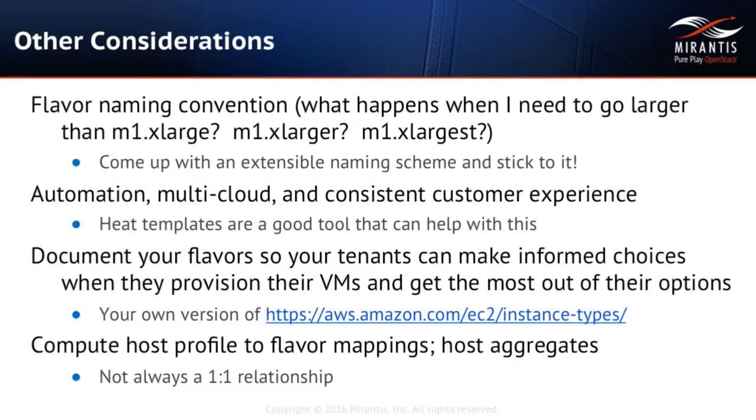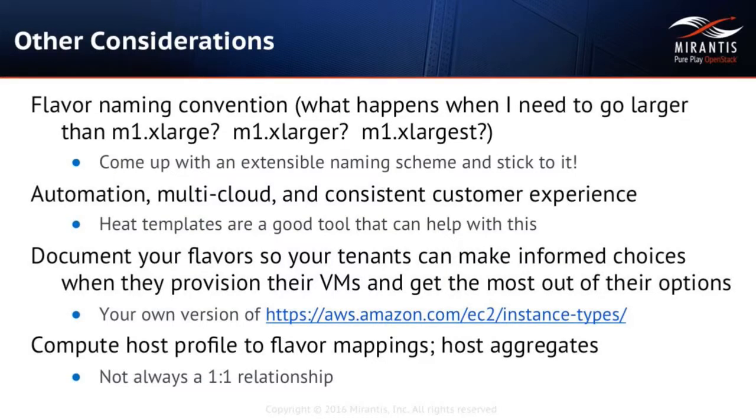Also in terms of automation, especially if you have a multi-cloud scenario and you have multiple environments, how do you think about the flavor lifecycle management for those environments and the automation for that? Heat templates may be a good way to orchestrate that in a multi-cloud scenario. Also, the documentation of your flavors is important. Even if we have consistent naming, how will your tenants know what the difference between M1 something and M2 flavors are? There should be some page where you document that so that your tenants can get the most out of the options you're offering them.